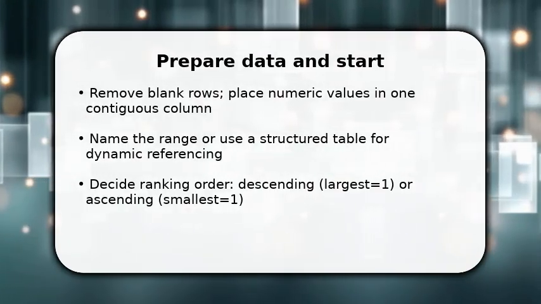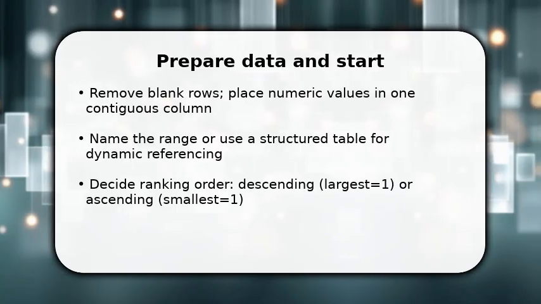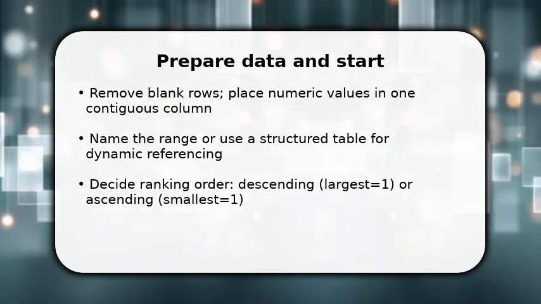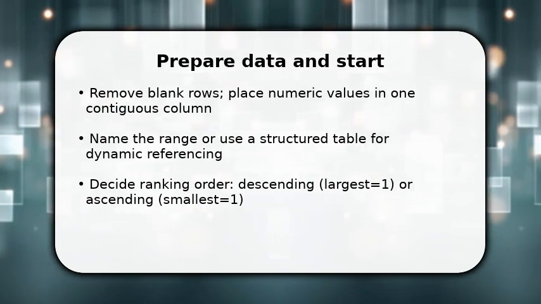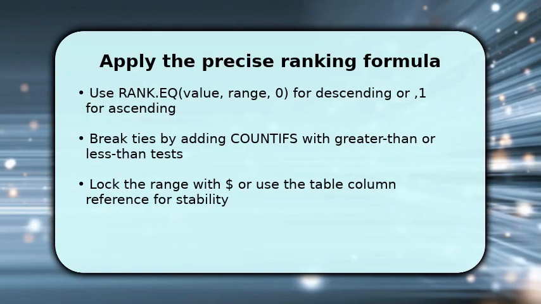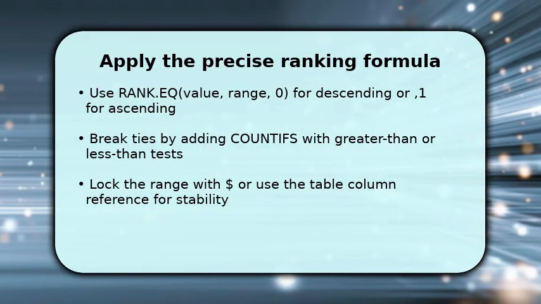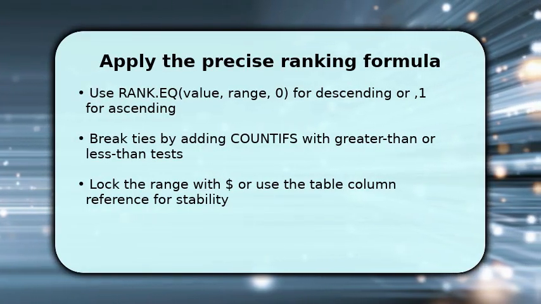Now enter the first rank formula in the adjacent column so you can copy down. This first active step sets the pattern for every other cell. You type RANK.EQ with the target cell and the locked range to get base ranks. Choose 0 for descending or 1 for ascending.